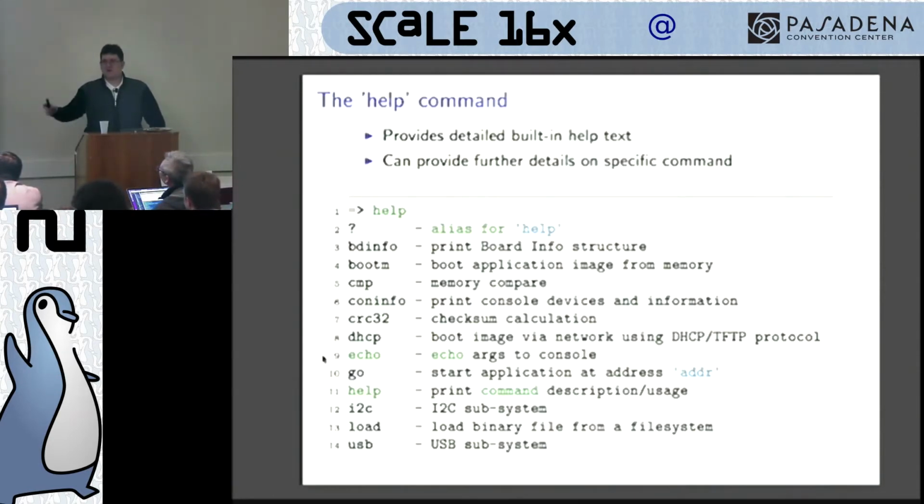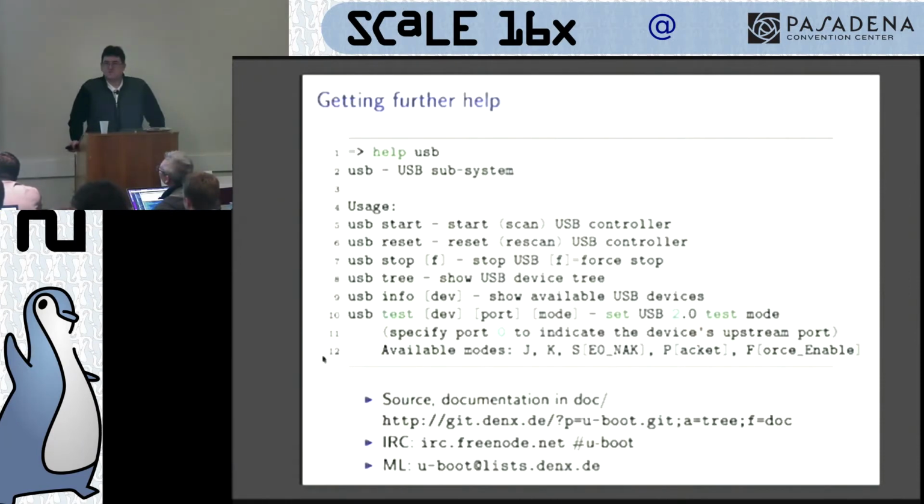You can also do help followed by a command, which will give you more detailed information on that command. This is useful even if you are confident with U-Boot, but you just don't remember the order of arguments for a specific command. In this case, it's help for the USB subsystem, which you can see in here. So what can we do? We can stop the USB, we can reset the USB bus, we can get a USB 3 listing, we can get USB test mode running, that sort of stuff. So you can get detailed help.